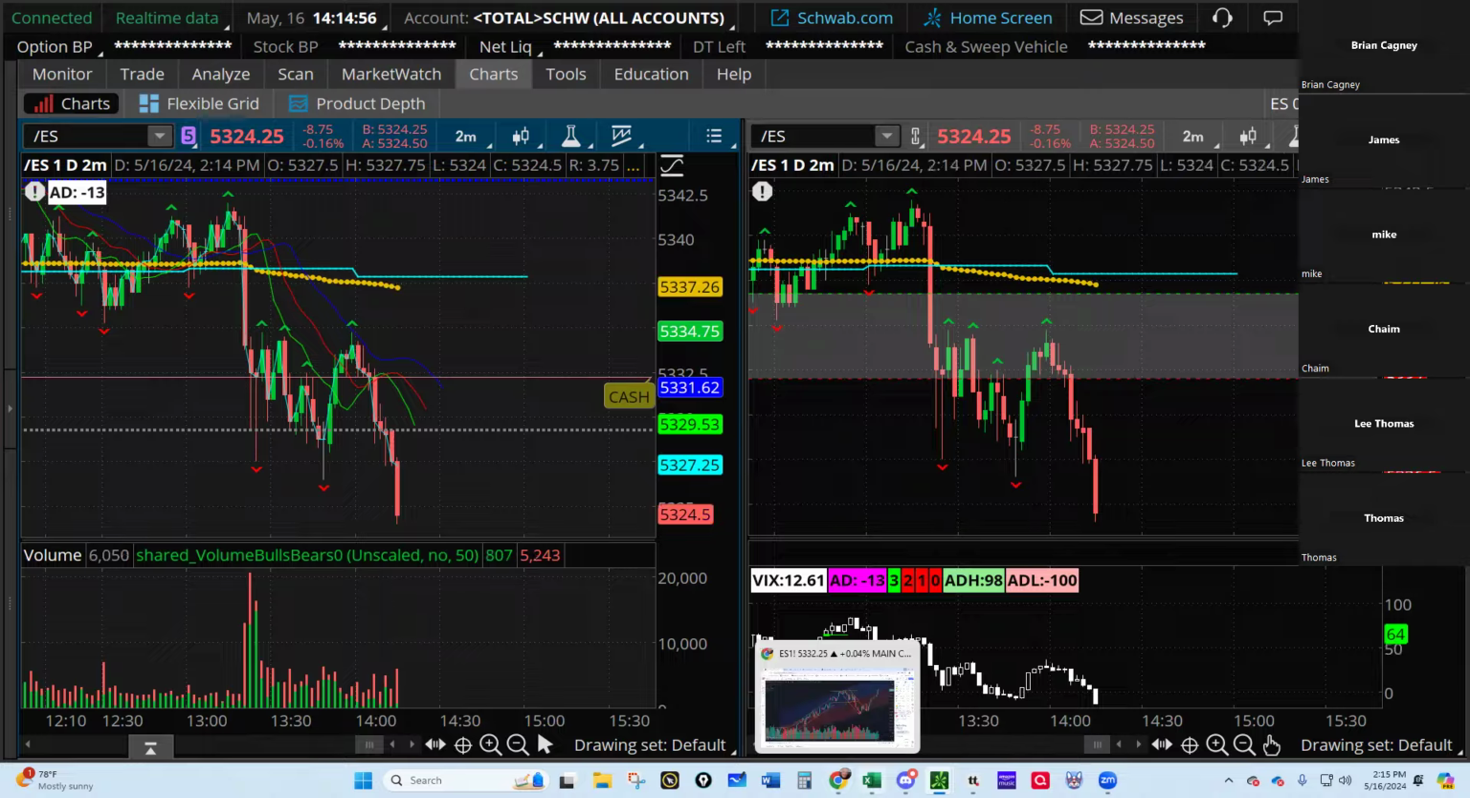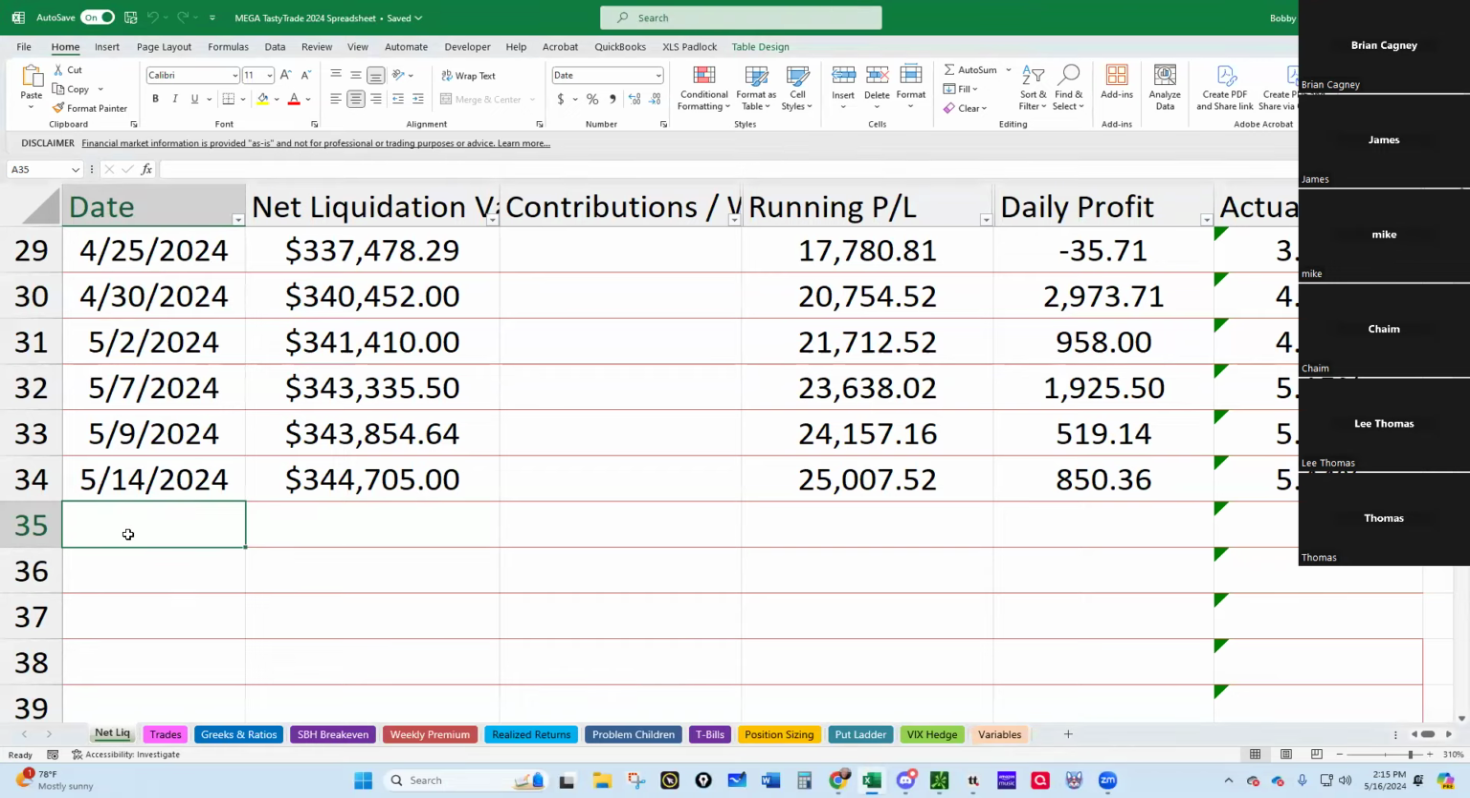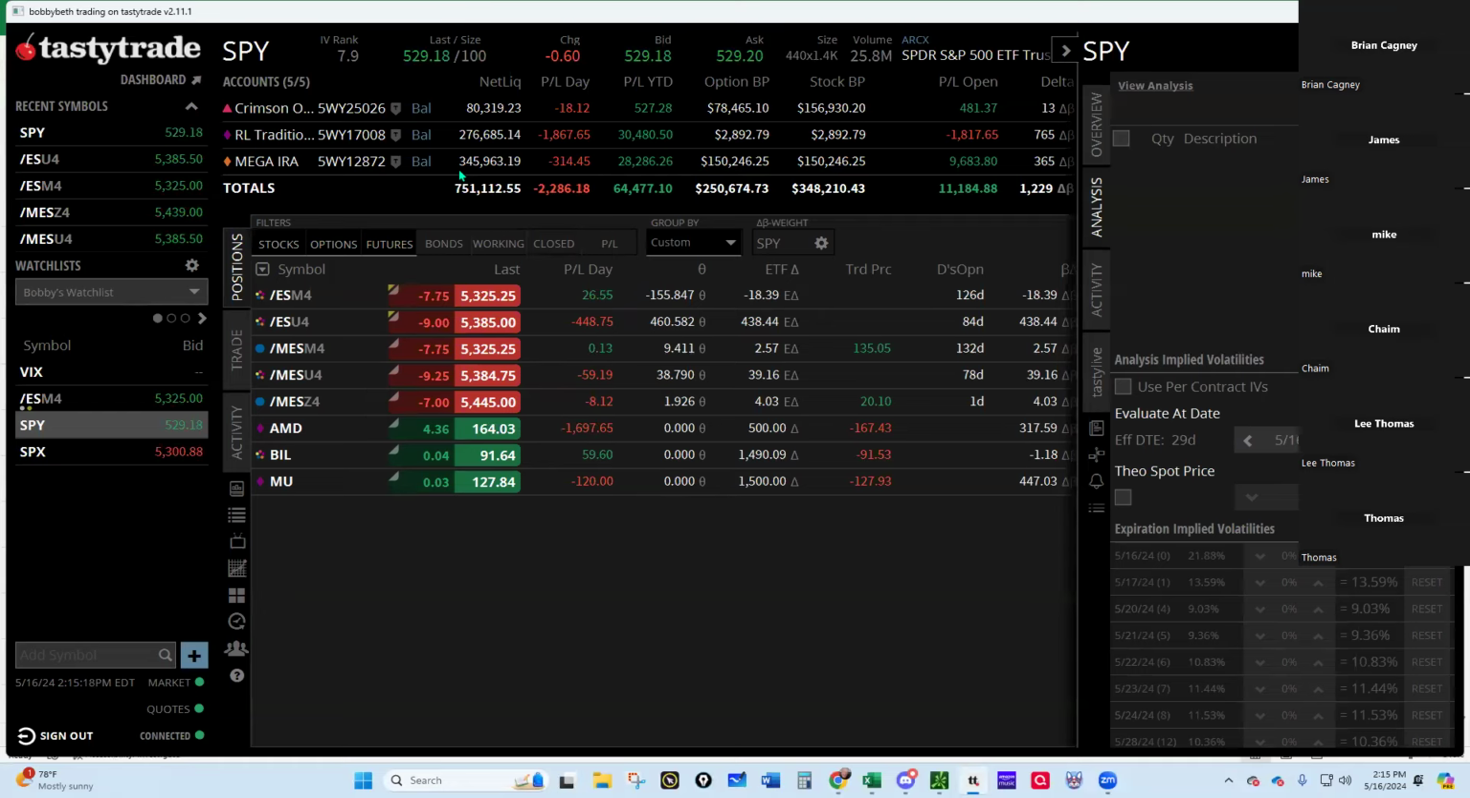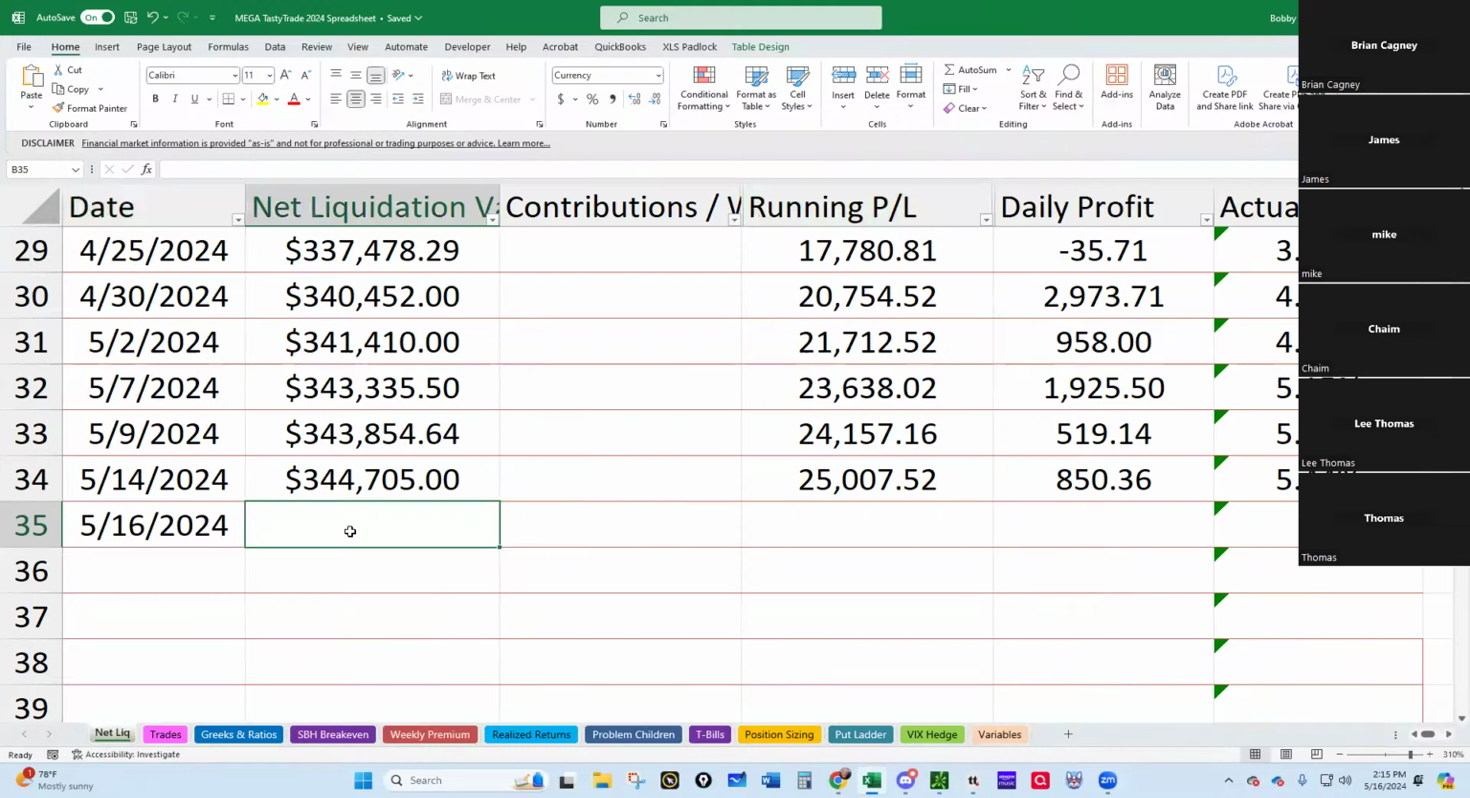All right, so let's see how our mega account is doing. We last traded this on the 14th. Let's see if we got Theta Decay. Theta Decay keeps the bill collectors at bay, praise the Lord. All right, so 344,705. Let's see what we are today. We are at 345,963. Sounds like we need to fire up the band, Rico.